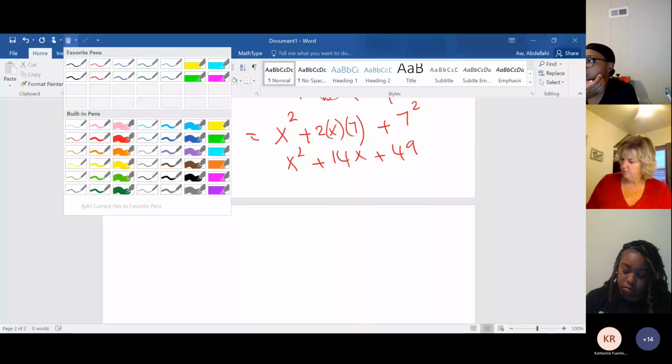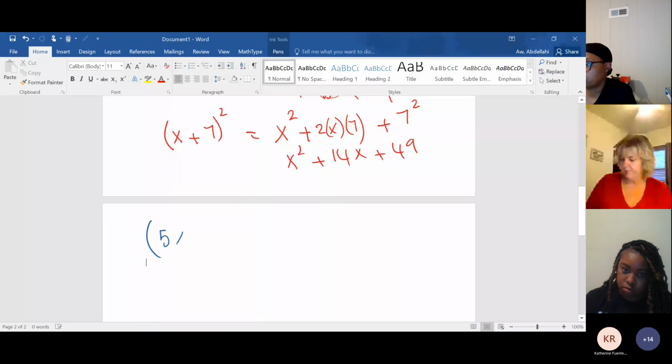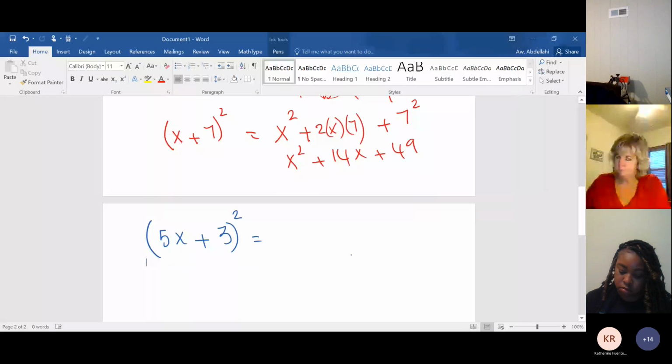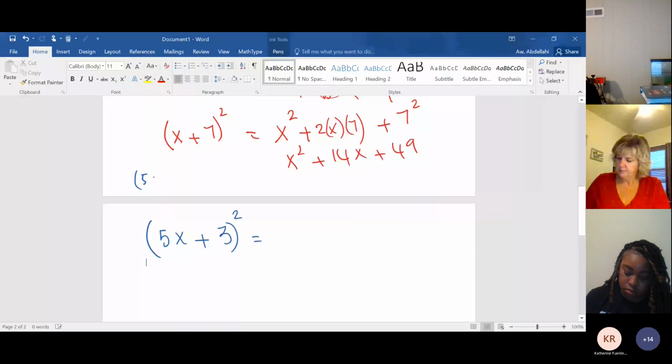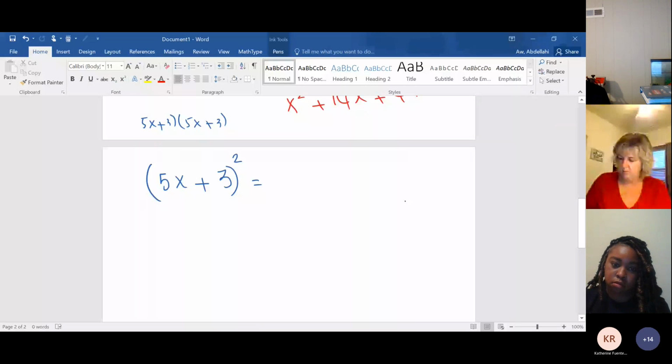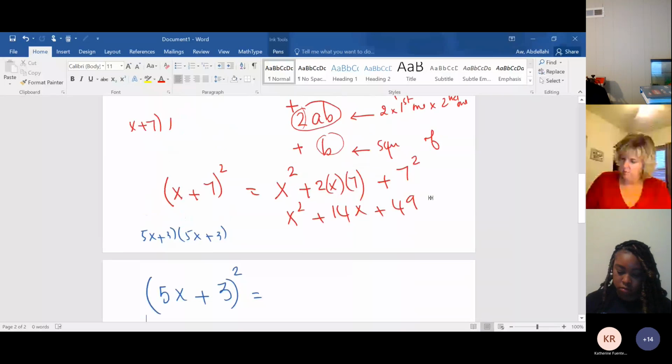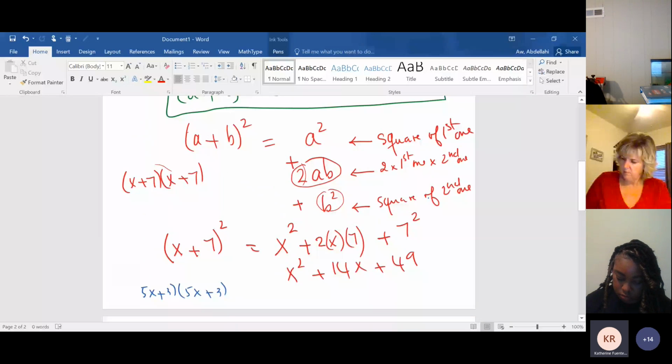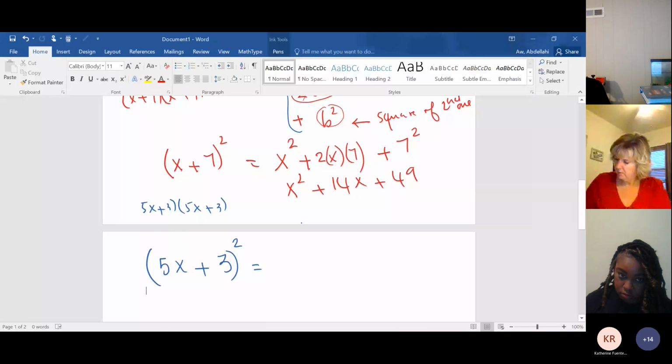So if you have 5x plus 3 squared, we don't want to distribute. Of course, if you don't know the formula, you write 5x plus 3, 5x plus 3. There is nothing wrong with that, but it's going to take you more time. But if you know the formula, go ahead and write it down. I'll leave you about 30 seconds. Write down what you just wrote here, and apply that to the parentheses here.